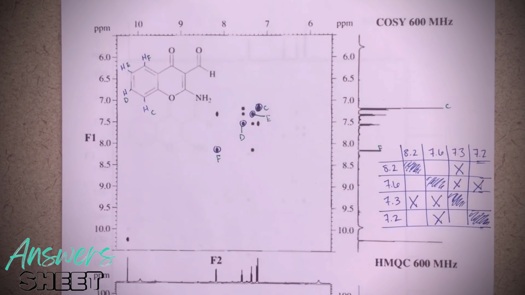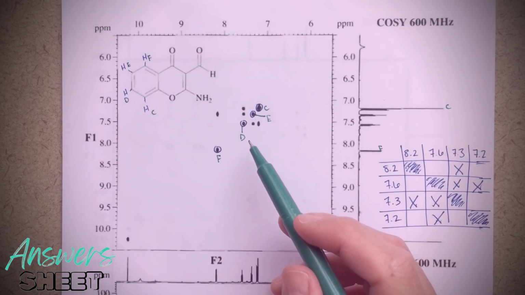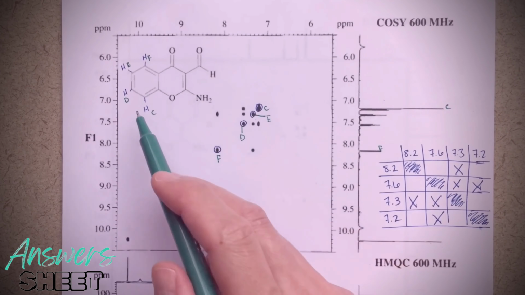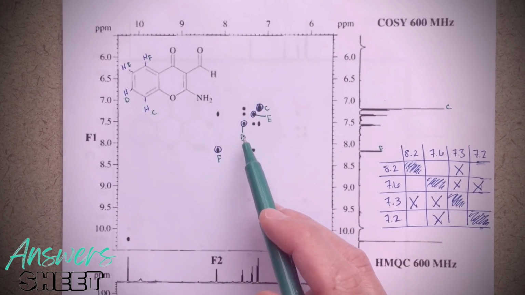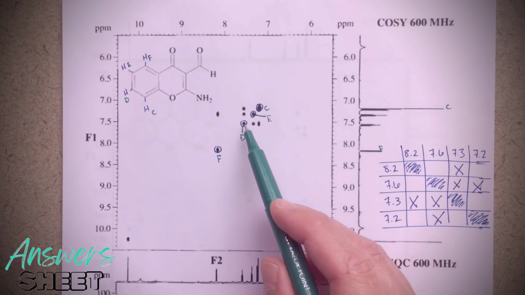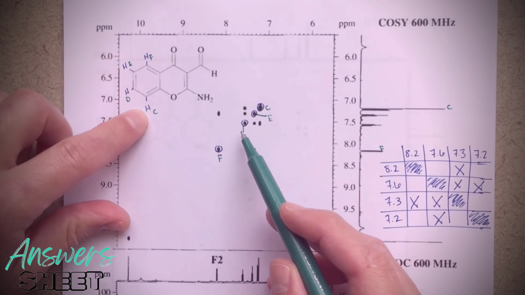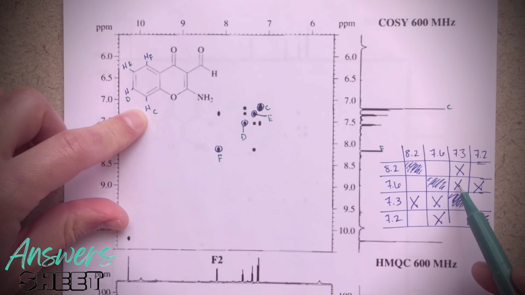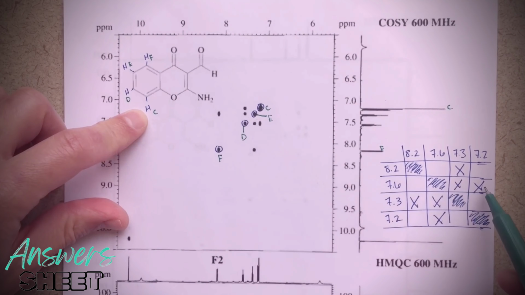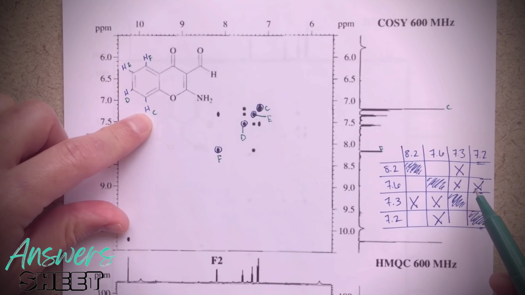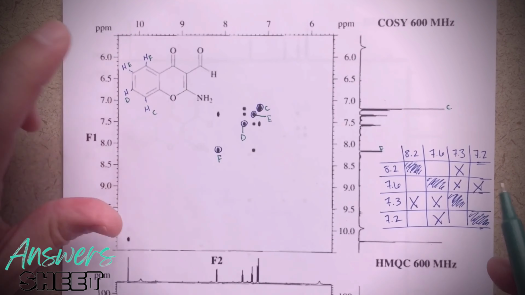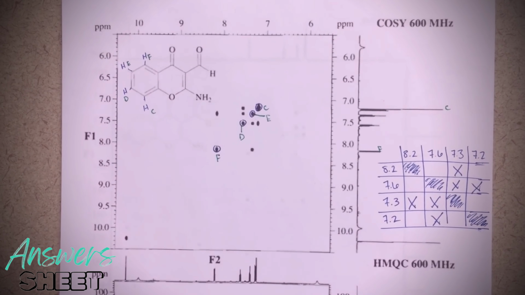So we could go back through this and say, well, if the peak at 7.6 is D, then that should correlate with E and C. So that should correlate with 7.3, which is E, and 7.2, which is C. Hard to keep everything straight. So that's our COSY. Hopefully that makes sense. I know it's a little confusing.